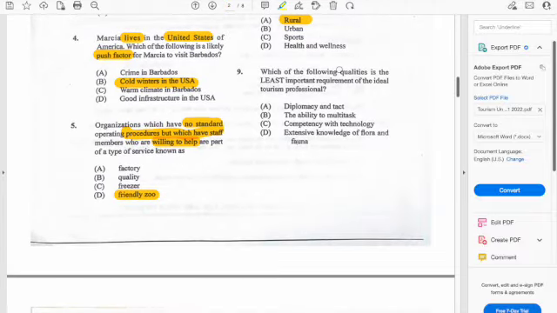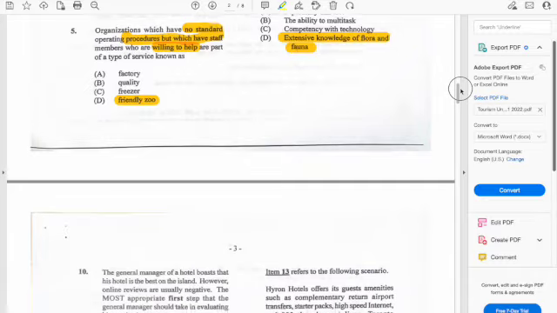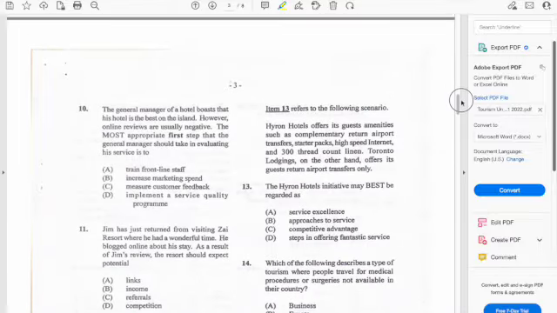Which of the following qualities is the least important requirement of the ideal tourism professional? So all of these are qualities, important requirements. However, which is the least? It would definitely be extensive knowledge of flora and fauna. The tourism professional is not expected to be a zoologist or a botanist, so they need not have extensive knowledge of flora and fauna.